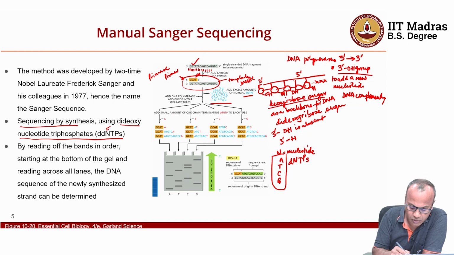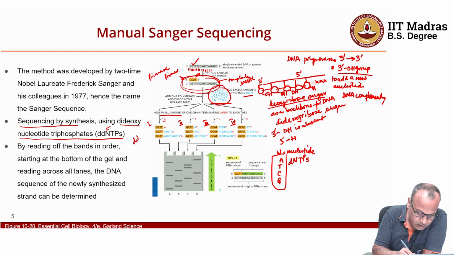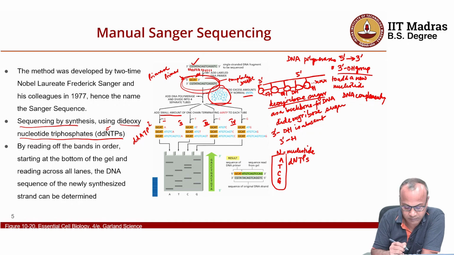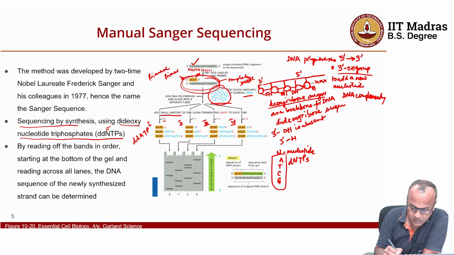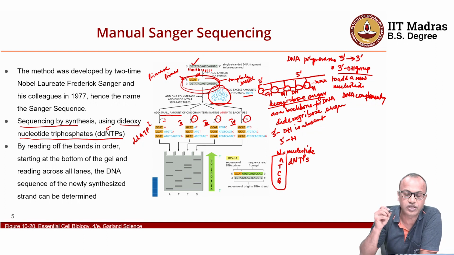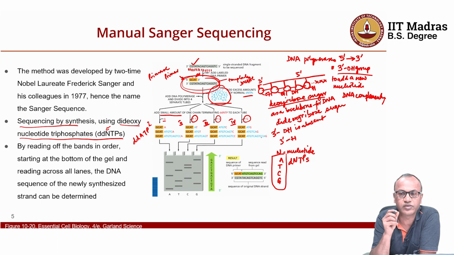So, that mixture now you divide into equal parts in 4 different tubes. So, this is tube 1, tube 2, tube 3, tube 4. In tube 1, this is already there, this plus this is already there, and you add a small amount of ddATP, that means dideoxyadenine triphosphate. So, only a small amount. Here you add ddTTP, here you add ddCTP, here you add a small amount of ddGTP.